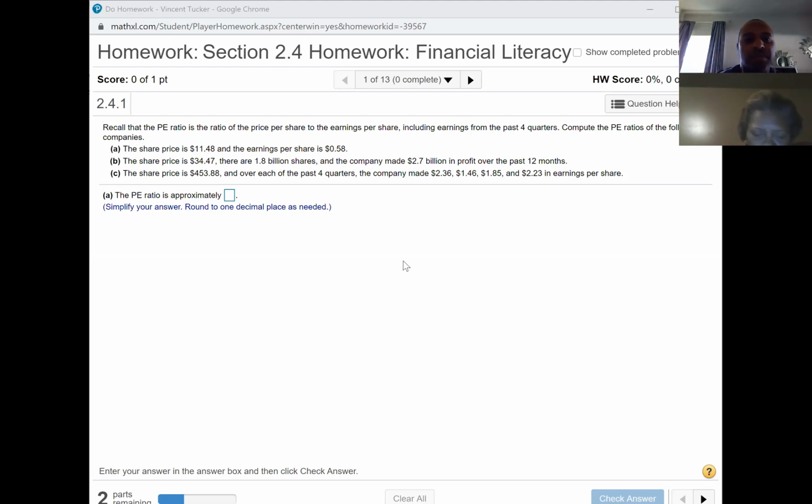It says, recall the PE ratio is the ratio of the price per share to the earnings per share, including earnings from the past 4 quarters. Compute the PE ratio of the following companies. In this one, they say the share price is $11.48. Earnings per share is 58 cents.